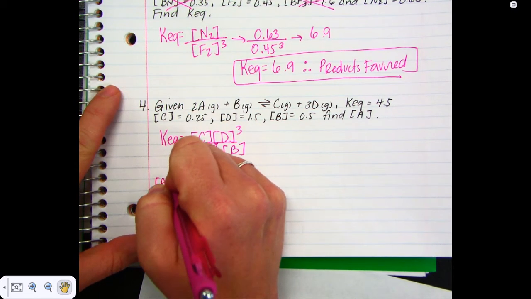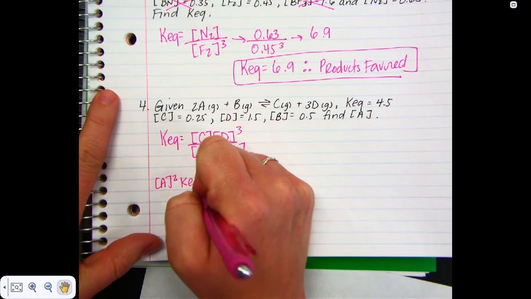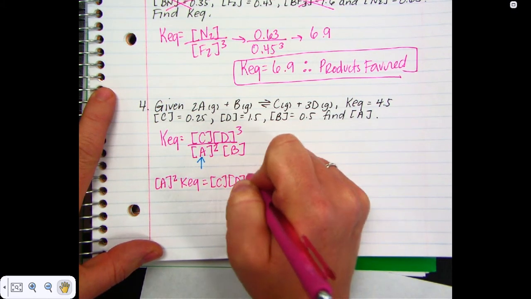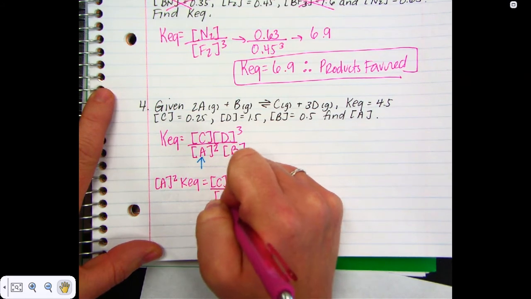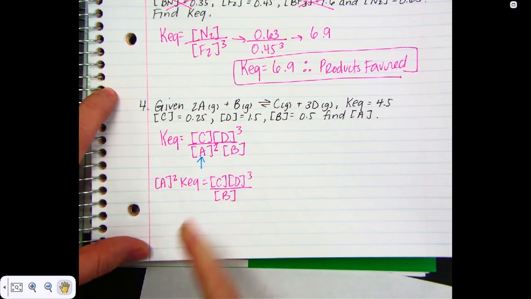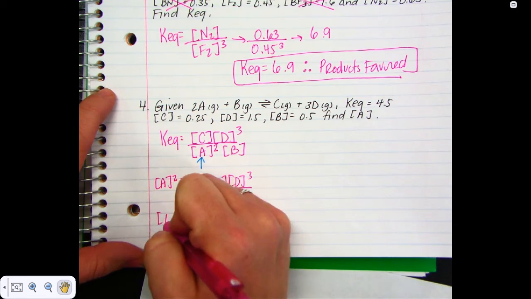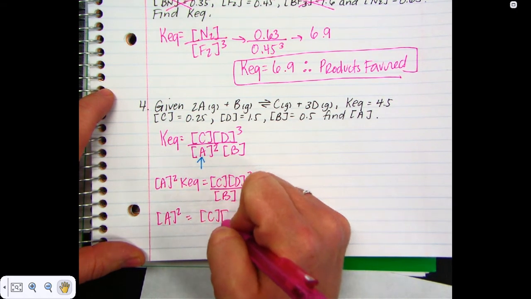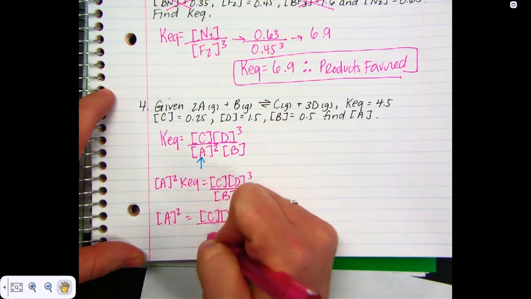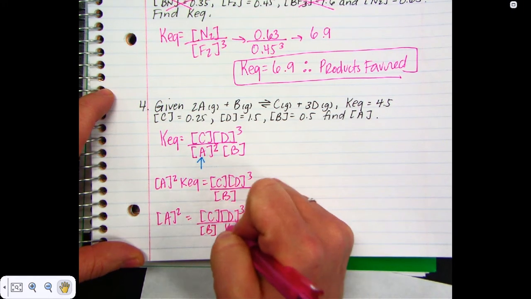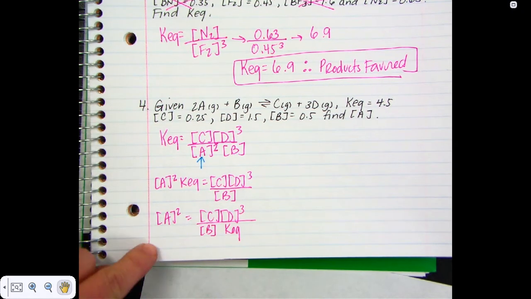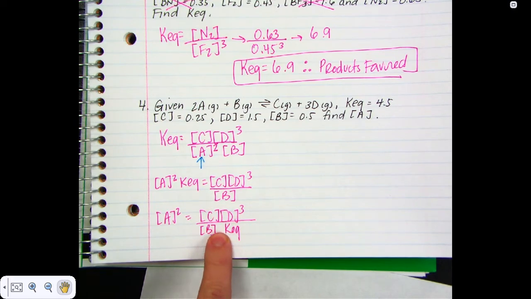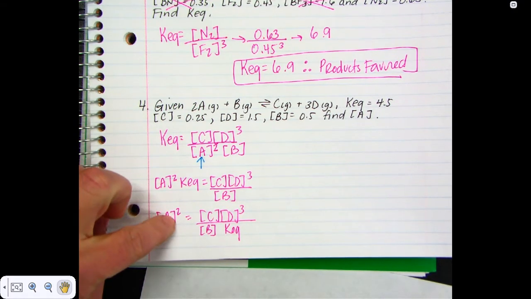So concentration of A squared times KEQ equals C times D cubed over B. And then I'm going to divide by the KEQ. Concentration of A squared equals C times D cubed over B and KEQ. So I've gotten A by itself in terms of it's not with any other variables, but I'm not ready to plug in and solve yet because this is still squared.